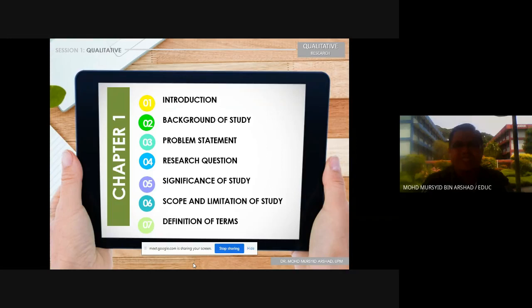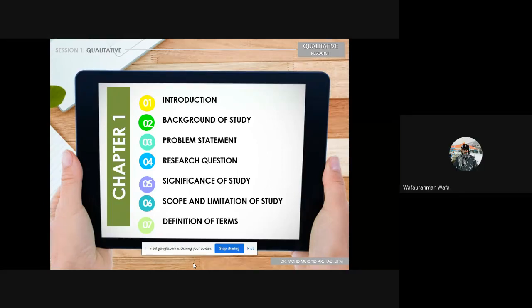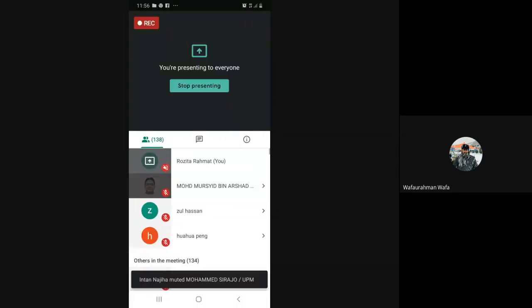Okay, thanks, Doctor. I have a question in chapter 1. Here in the problem statement, we have the limitation part. And also in number 6, we have scope and limitation. So isn't it repeated?